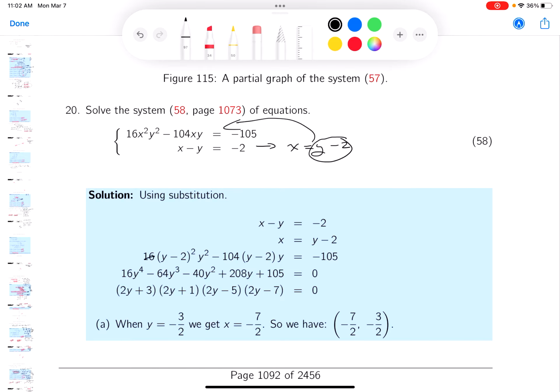You get 16, that's the x squared, y squared, minus 104. X is y minus 2 again. You get y equals minus 105. Let's repeat these steps over here. Someone says, oh, it's missing. No, what's missing is the work you need to do to get there. All right? So you need to do work, and you get this over here.